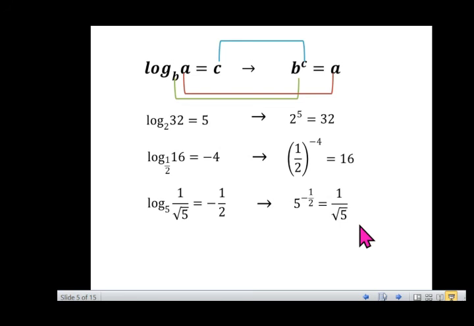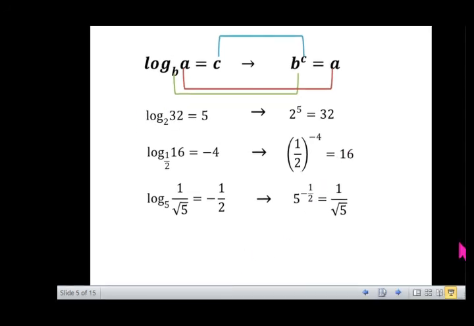Again, take note, the values that you have in your logarithm are actually the same values that you will have in your exponential, but in different positions. So that is all about how you are going to write a logarithm in its exponential form.